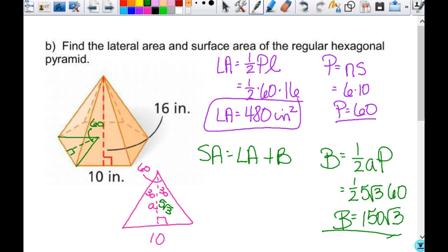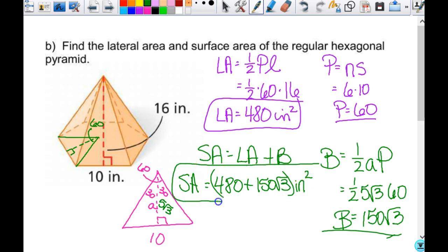Everybody good with that? Now I have my lateral area, I have my big B. I need to put them together, and I get 480 plus 150 square root of 3. Can I actually combine those? No. So that is my surface area. I need parentheses and inches squared. Any questions at all? We all good?